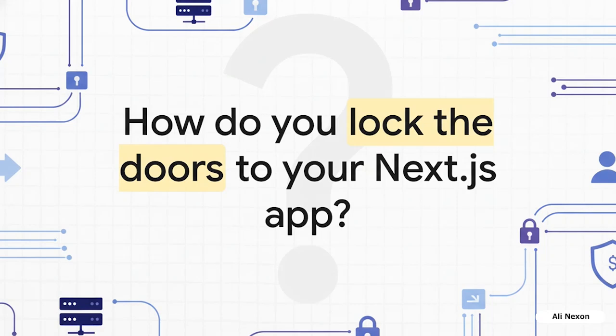So, you've built this awesome Next.js app. It looks great, it runs super fast, but wait a second. How do you make sure only the right people get into the right parts of it? How do you actually lock the doors? That question right there is the start of everything when it comes to security.